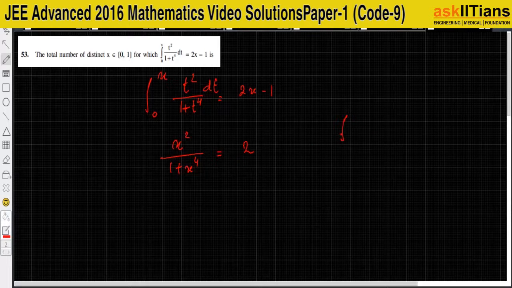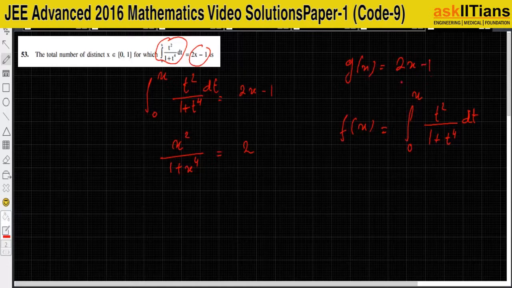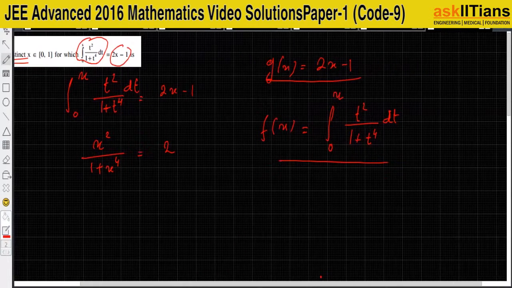Now let me consider a function. Let me say that this LHS, what is written on the left hand side, is f(x), suppose, the integral from 0 to x. And RHS, let me consider this as g(x), which is 2x minus 1. So there are two functions actually, f(x) and g(x). Now I need to find out the total number of intersection points in the graph. If I want to find the total number of distinct solutions, I can find the number of intersection points in the graph.